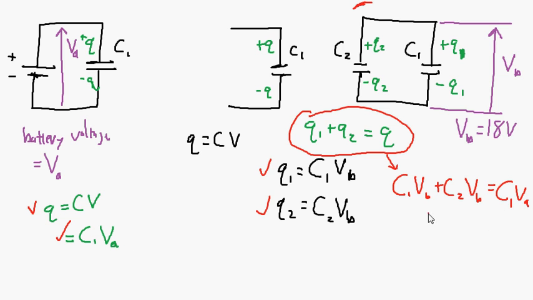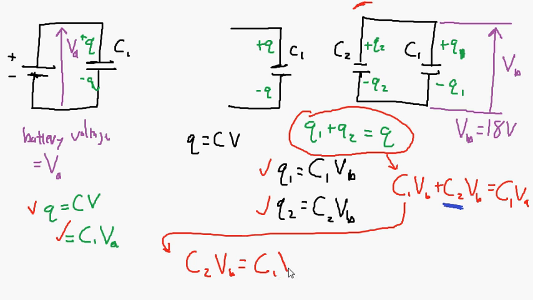That may be a little convoluted, but we're trying to find, if you'll recall, C2. That was the whole point of this, to find C2. So now we want to isolate C2. The first thing to do is go C2 VB equals, and then you take this guy and move it to the right. So you go C1 VA minus C1 VB, which equals C1 times VA minus VB.